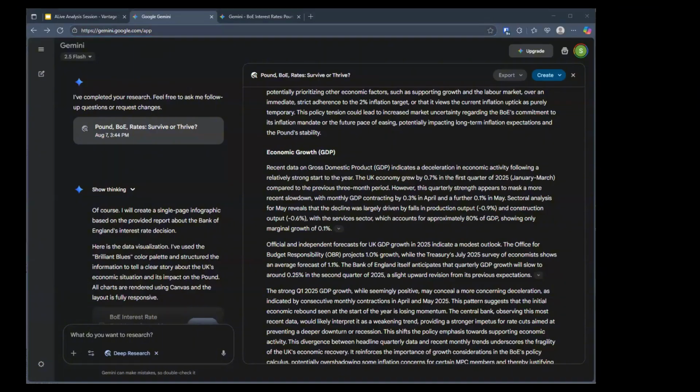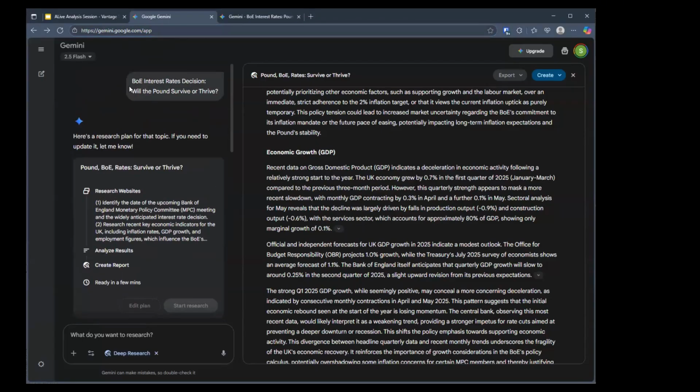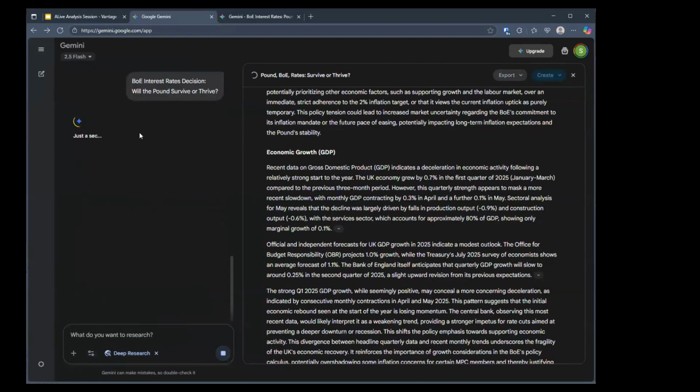Okay, this is a free tool by Google. Basically, whatever topic that you want, just place it in. Let's say today's topic is on interest rates. This is what's going to happen. You want to select deep research, okay? And then it will give you a rough starting plan.